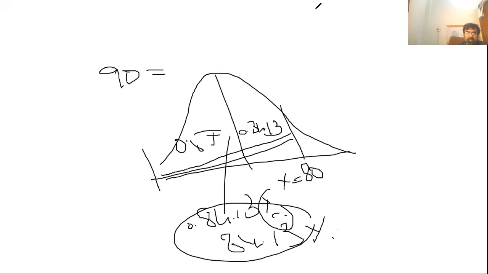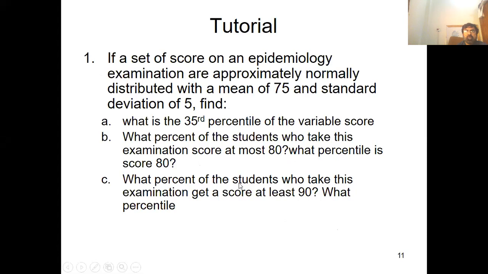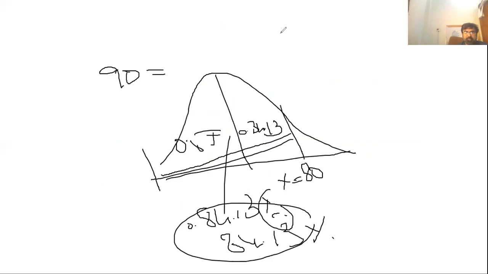And now the last one is, what percent of the students who take this examination get a score at least 90? At least 90 means 90 and above marks. So now let's do it. X is equal to 90, mu is equal to 75, standard deviation equal to 5.